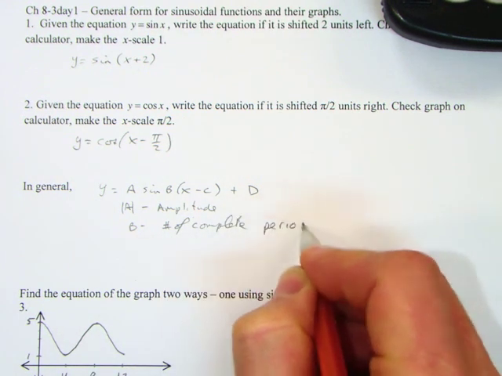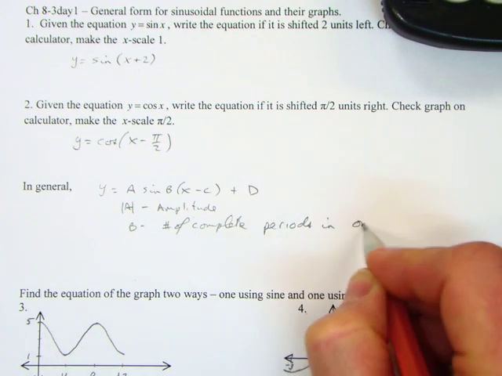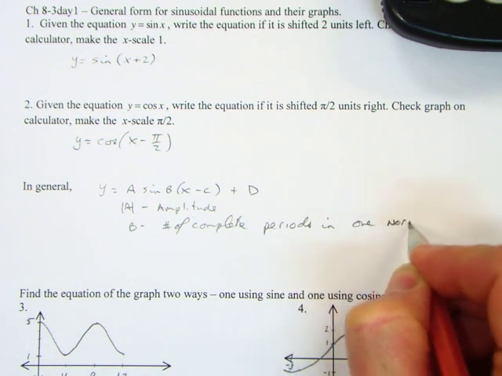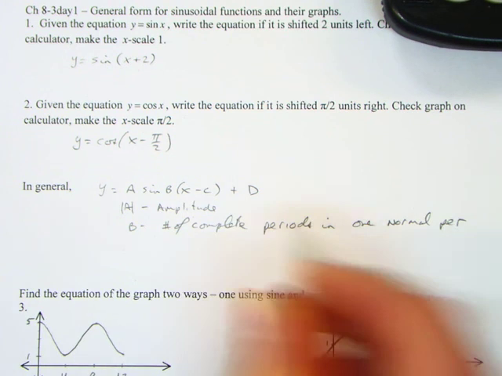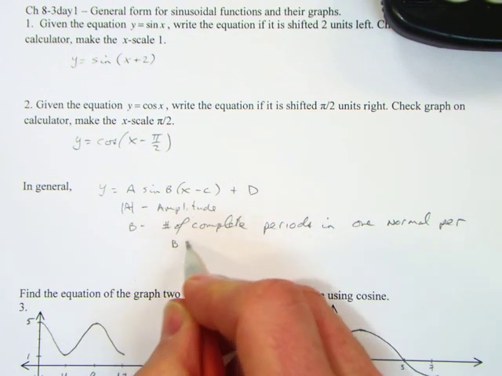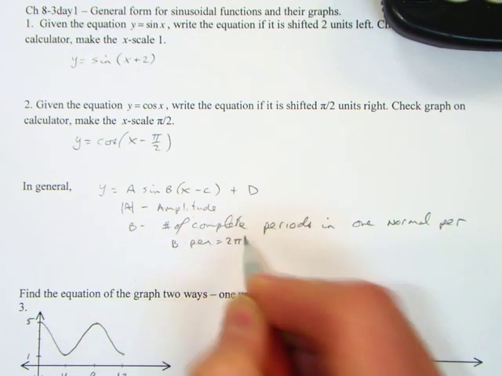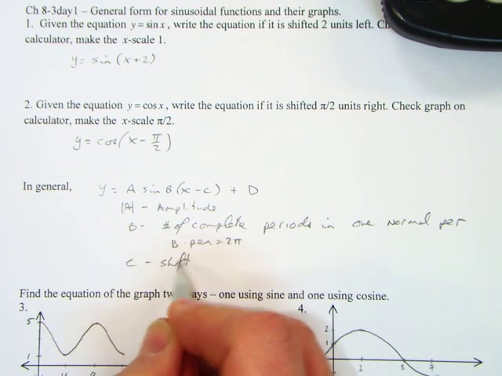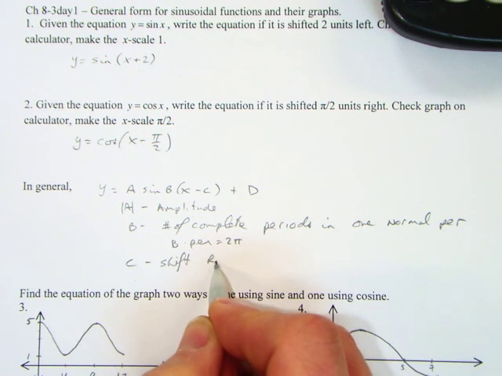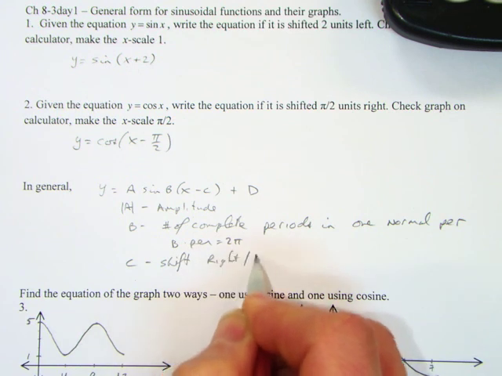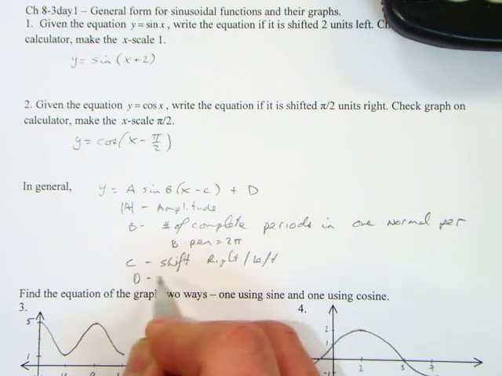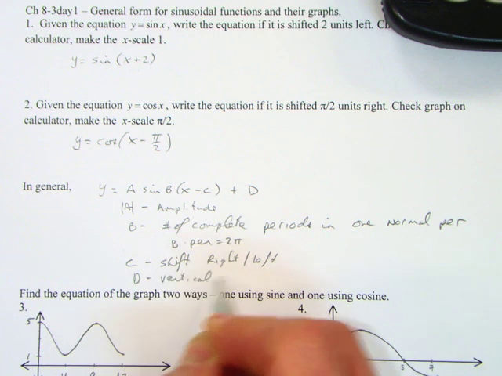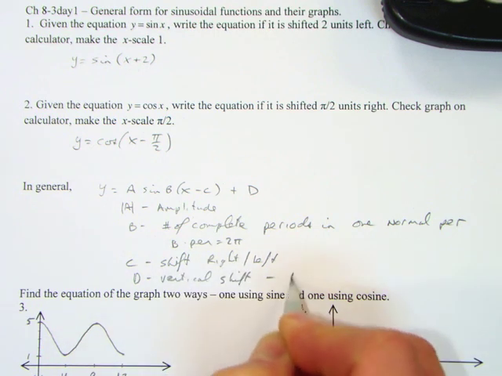periods in one normal period. Or in other words, b times the period equals 2 pi. C is our shift right or left. And then D is our vertical shift. In other words, up or down.